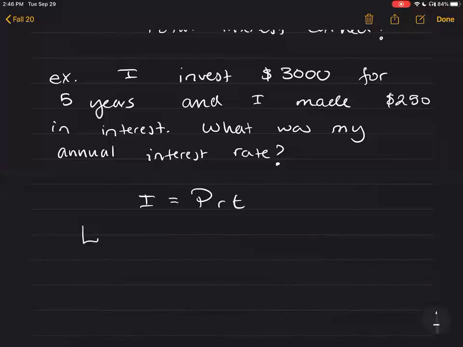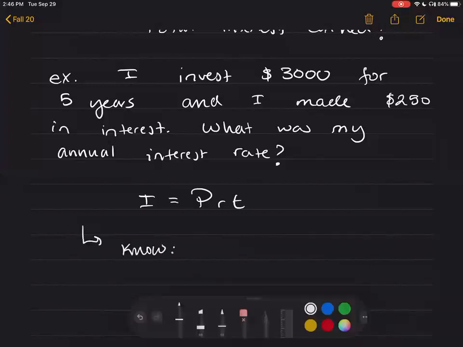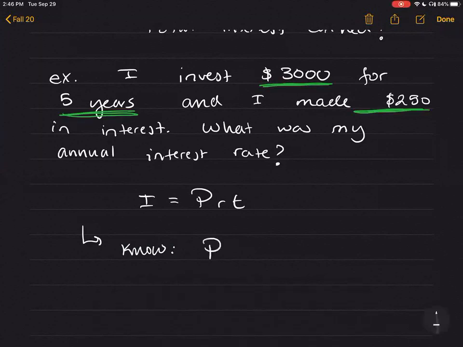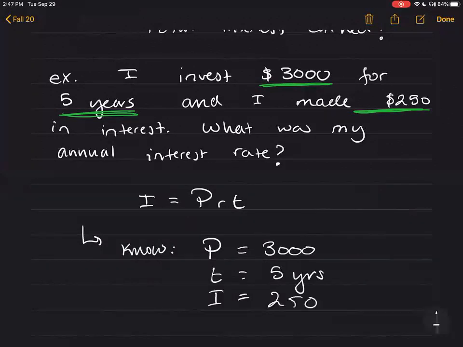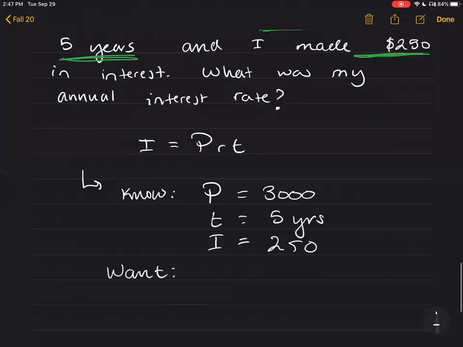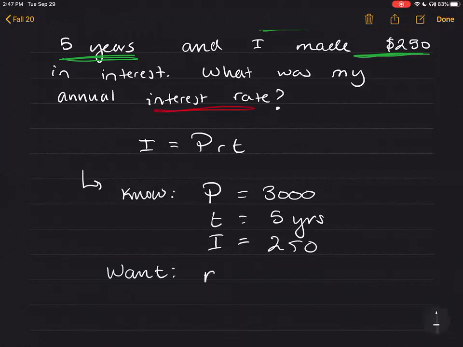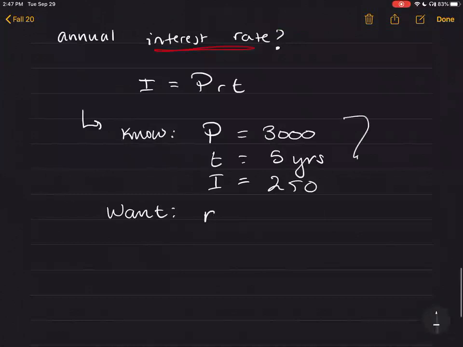So we know, let's see, we have $3,000 at the beginning. We have 5 years as the time. We know I made this much in interest. So we know the principal, which is $3,000. We know time, which is 5 years. And then we also know I, the interest earned, which is $250. And we want to know the interest rate, so R. So what we're going to do is plug these into our equation.